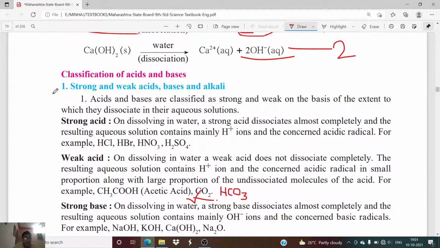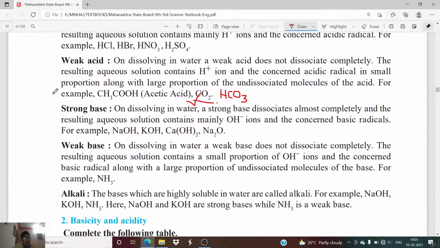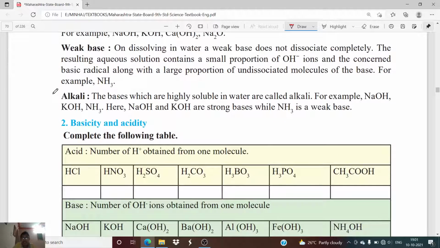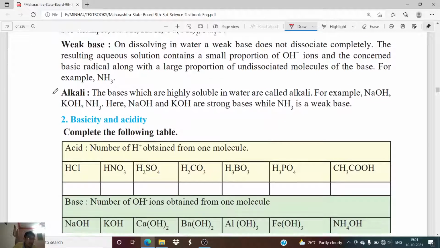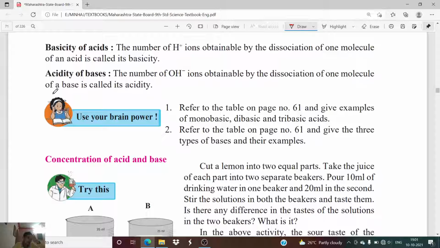have seen what is acid, what is base, okay, and also we have gone through the definitions of strong and weak acids and bases respectively. Okay, now in the next lecture we are going to see what is basicity and acidity. Okay, and also we are going to see the concentration of acid and base in the next lecture.